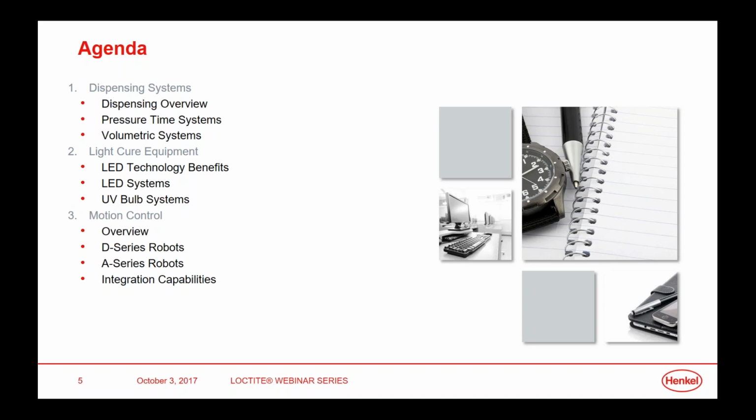Then we'll move on and talk about our light cure equipment, one of our core technologies that aligns well with our light curing adhesives. We'll talk about the difference between our LED systems and our UV bulb systems. Then finally, we're going to touch on our motion control systems and our automation capabilities that allow us to provide solutions to several different applications in various marketplaces and industries.